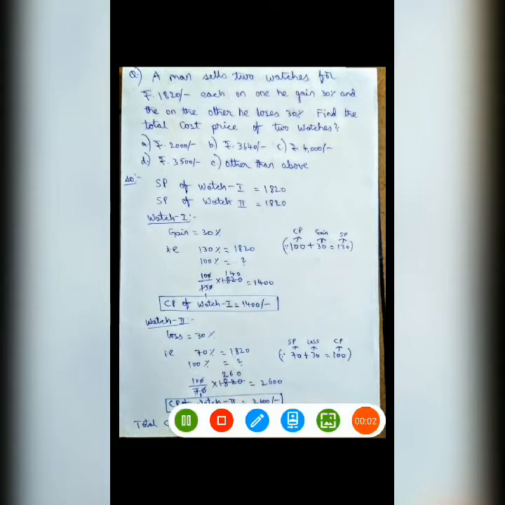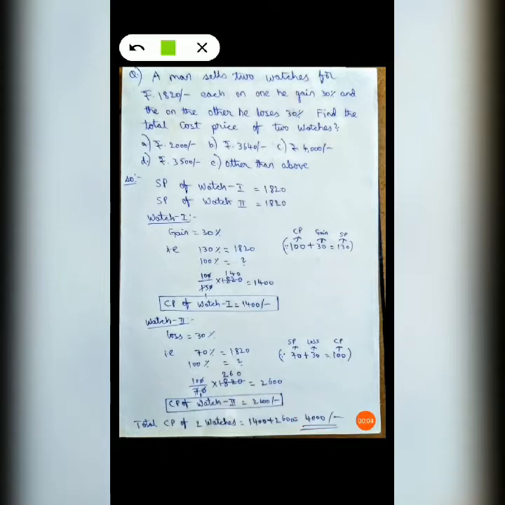The second question is, a man sells 2 watches for 1820 each. On one he gained 30% and on the other he lost 30%. Find the total cost price of the 2 watches. The statement is, a man sold 2 watches for 1820 rupees. The selling price is 1820. On the first watch he gained 30% and on the second watch he lost 30%. What is the cost price of the 2 watches? So the cost prices are different. Selling prices are the same but cost prices are different. Now he asked the total cost price of the 2 watches.